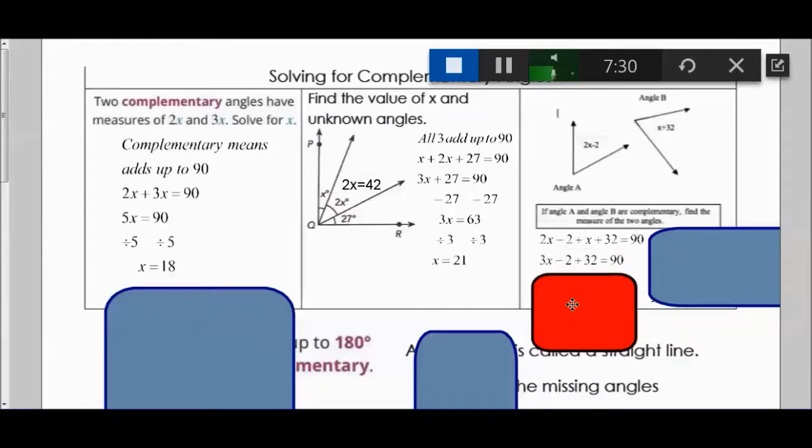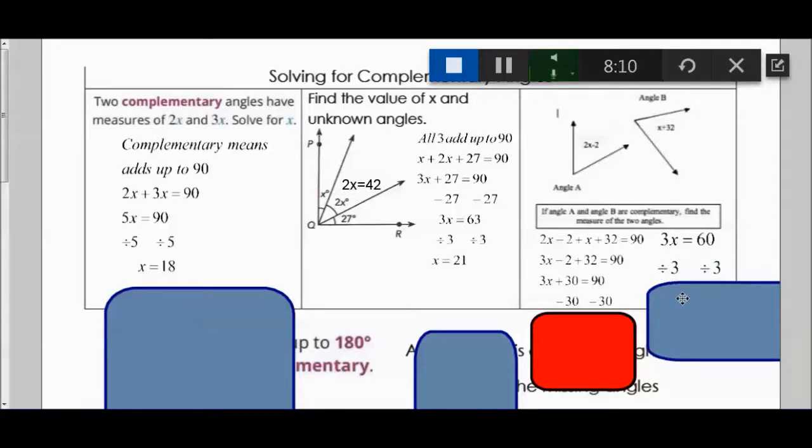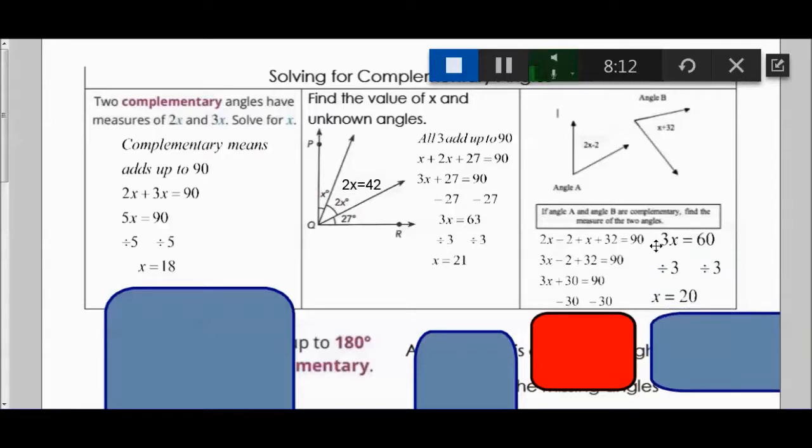Now we can combine like terms. We'd get 3x from combining the 2x and the 1x. Then we combine the negative 2 and the positive 32 to give us a positive 30. Our next step would be subtracting 30 on both sides. That would cancel out this plus 30. That would give us 60 on the right side and 3x left on the left. Our last step would be to divide by 3, and that would give us x equaling 20.